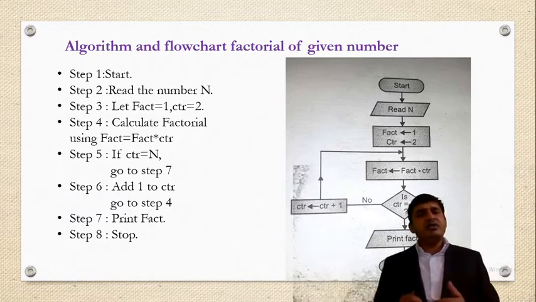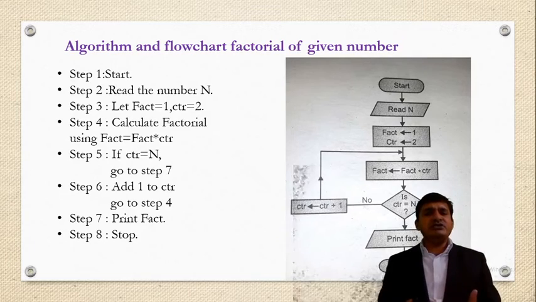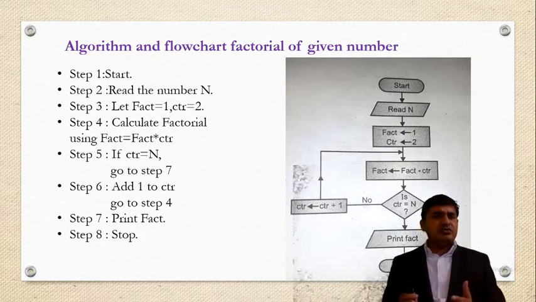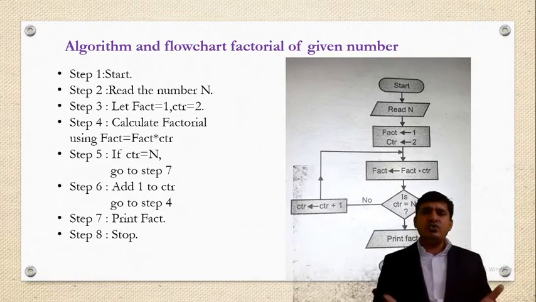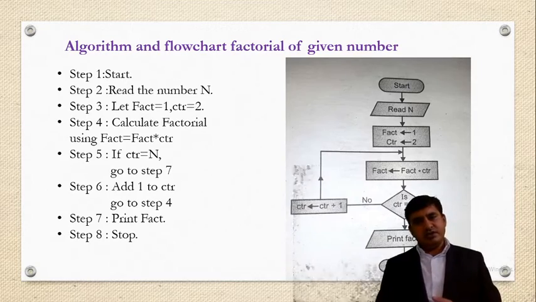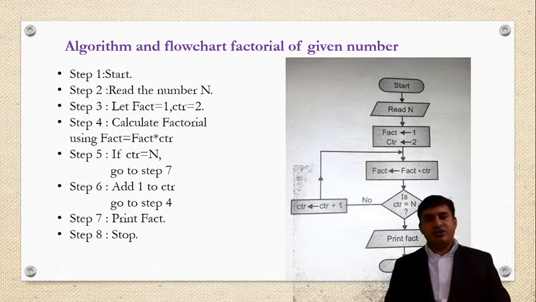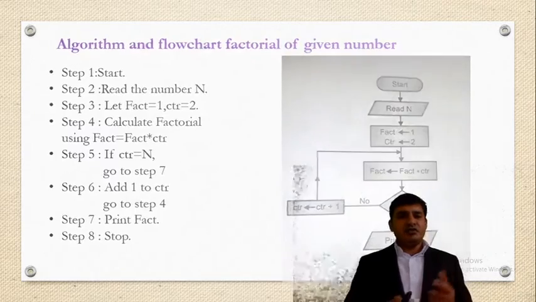Okay, factorial of 5 is 5 is equal to 5 into 4 into 3 into 2 into 1. Okay, it is equal to 120.